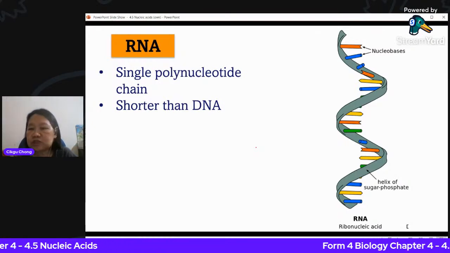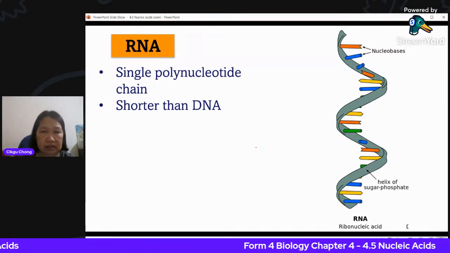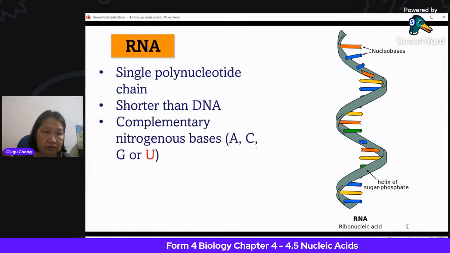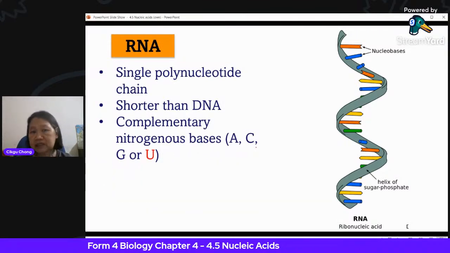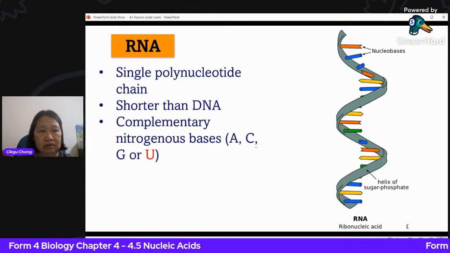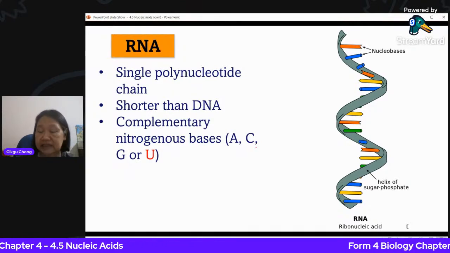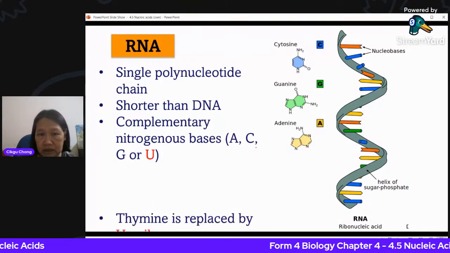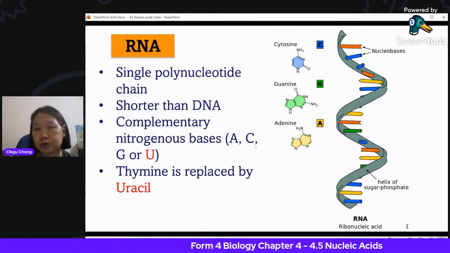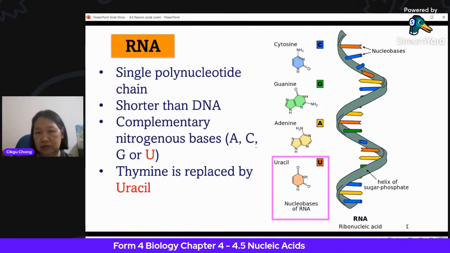The backbone is the same. You have the sugar phosphate backbone, same as for the DNA. Okay, so the nitrogenous bases are A, C, G, or U only. The U is to replace the thymine. So no thymine, all right? Thymine is replaced by uracil. Okay, so that's a uracil.